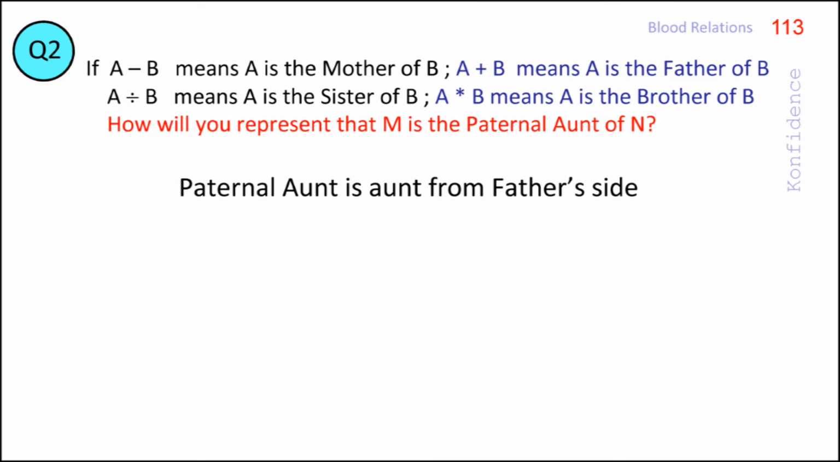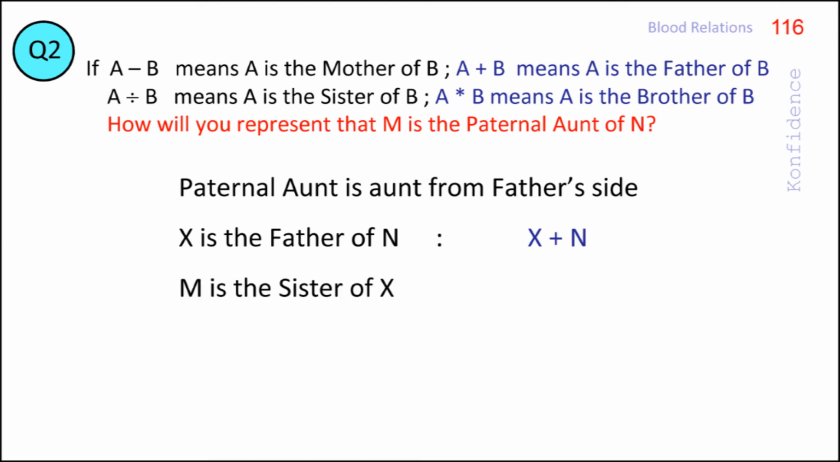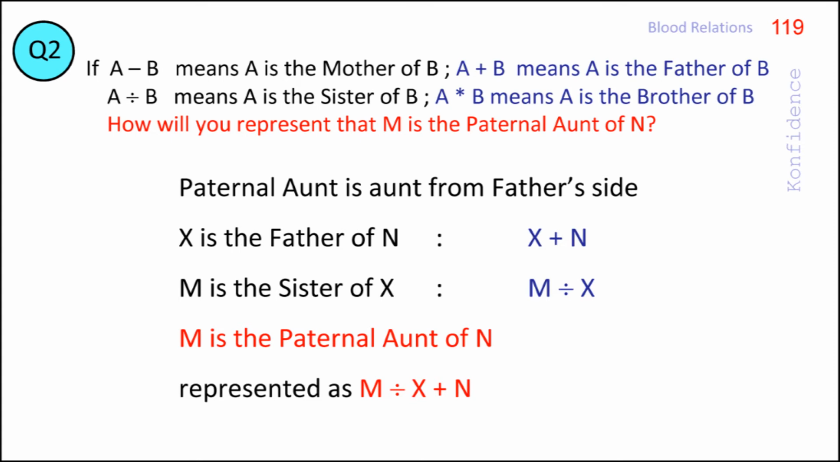Paternal aunt means aunt through the father's side. So M should be the sister of N's father. Let us say X is the father of N. X is the father of N can be represented as X plus N. M is the sister of X. This can be represented as M divided by X. Thus, M is the paternal aunt of N can be represented as M divided by X plus N.